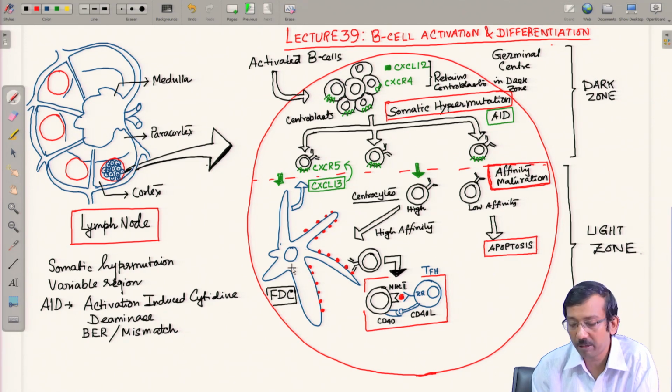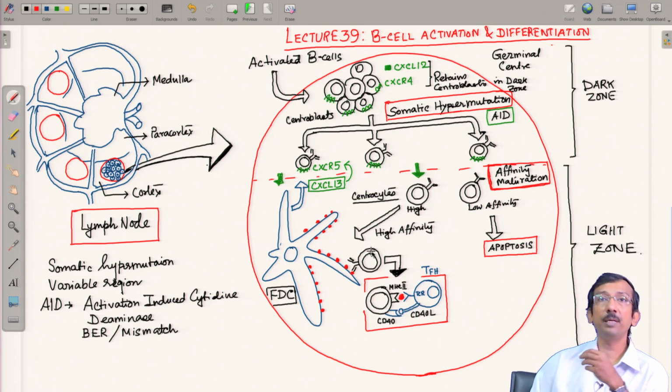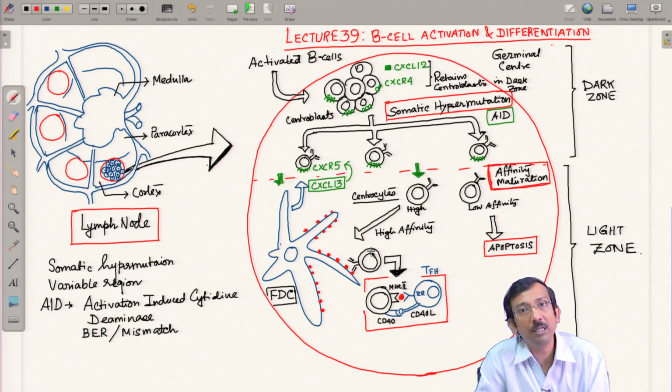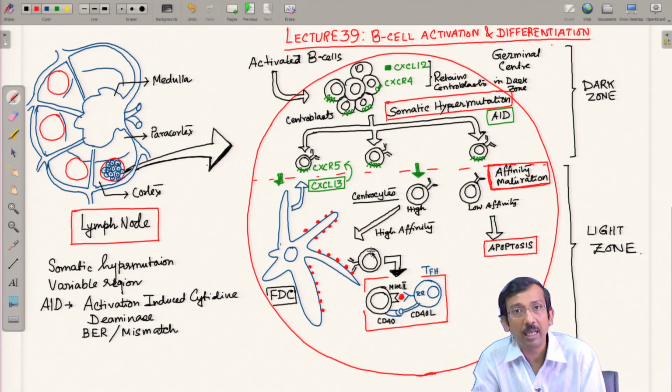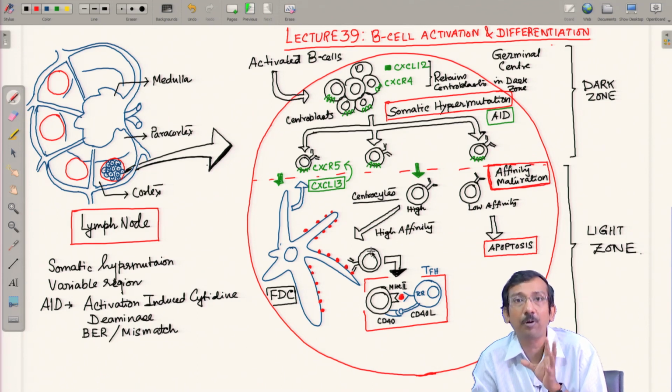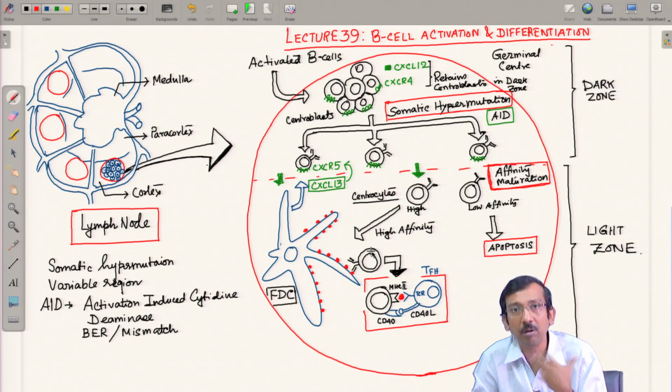Now, this follicular dendritic cell which has captured antigen on the surface will present this antigen to this centrocyte, the high affinity receptor producing B cell, and these high affinity receptors can now bind with very high affinity to this antigen. This binding ensures that this centrocyte is now selected for a high affinity. So, this process is known as affinity maturation or affinity selection.